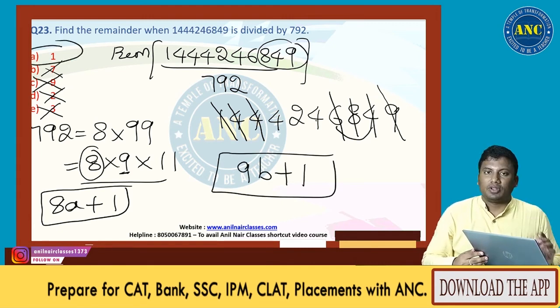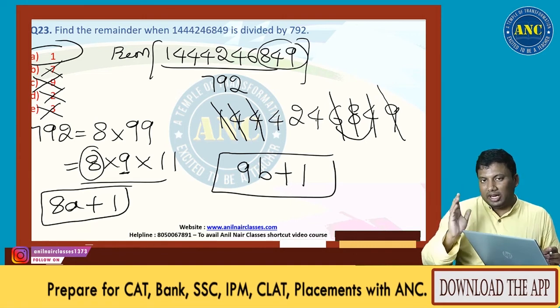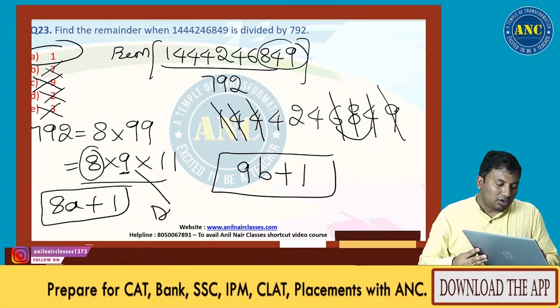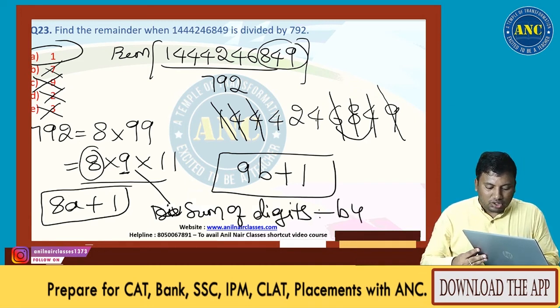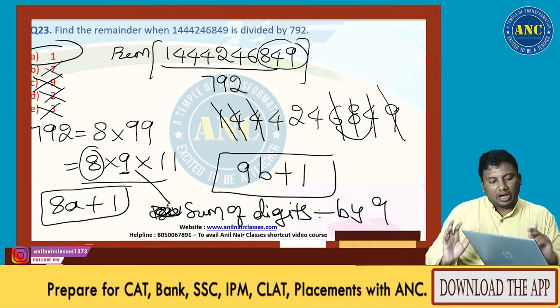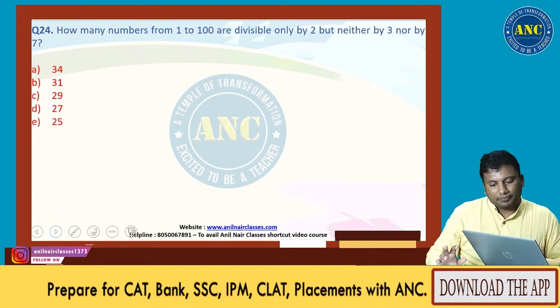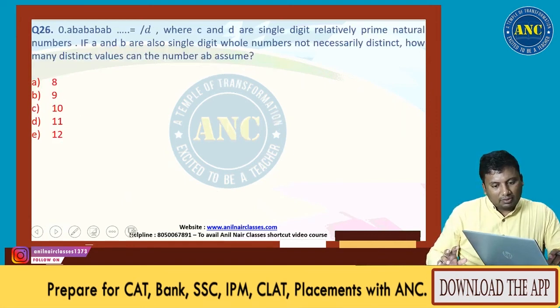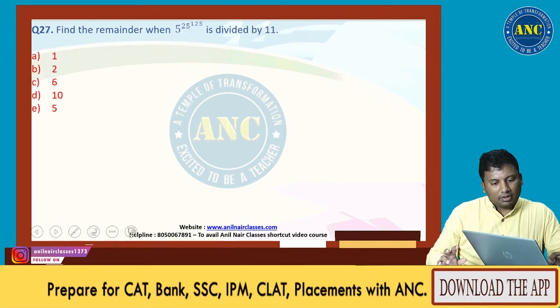Only one option remains. First with 8, I eliminated a few options. Next with 9, I eliminated a few options. The divisibility rule of 9 is that the sum of the digits should be divisible by 9. I hope it is clear. Let me see where the remainder based problems are.